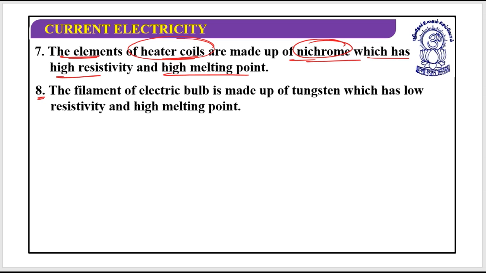And last but not the least, the filament of an electric bulb is made up of tungsten, which has low resistivity and a high melting point. It does not melt even at very high temperature. Because of this quality, it is used to make the filament of an electric bulb. I hope these things are clear.